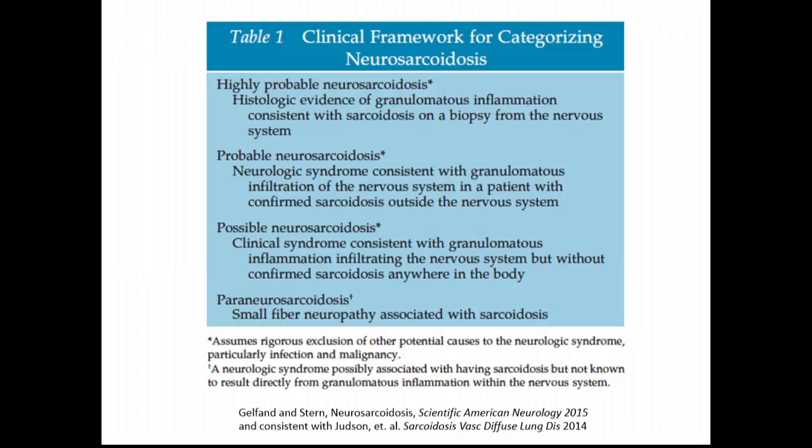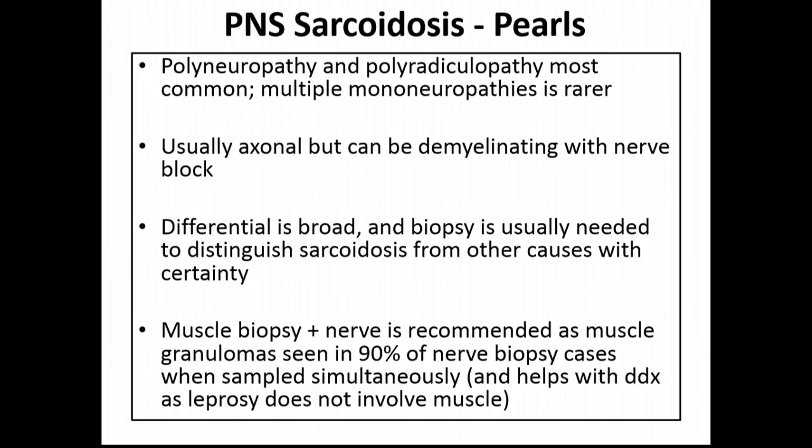So the working group thought that much like we have a paraneoplastic syndrome, essentially it's real, it's neurological, but it's not neurosarcoidosis proper. It's not direct infiltration from granulomas and should be seen as its own entity. So let me just speak briefly about peripheral nerve sarcoidosis, and then I'll jump into our central nervous system cases.